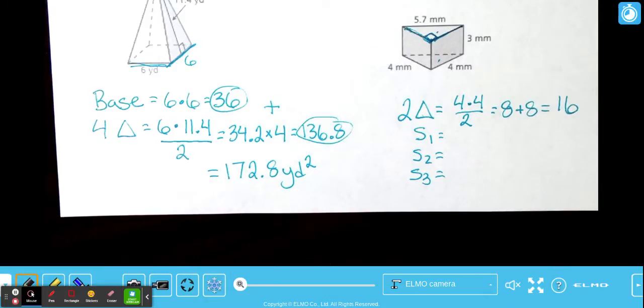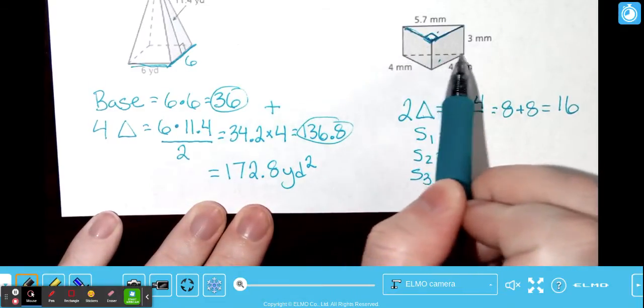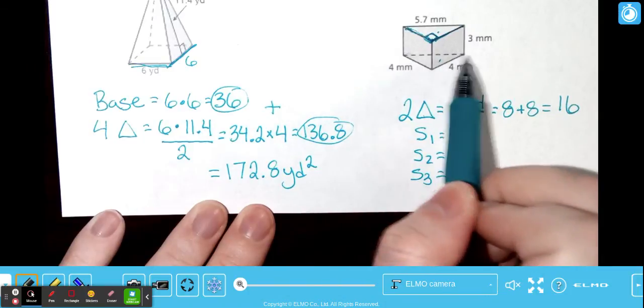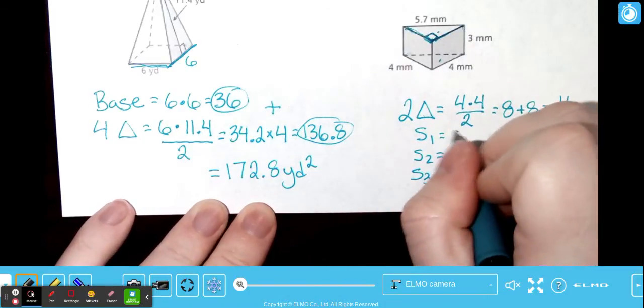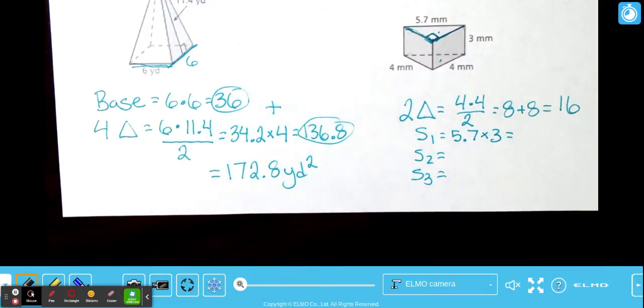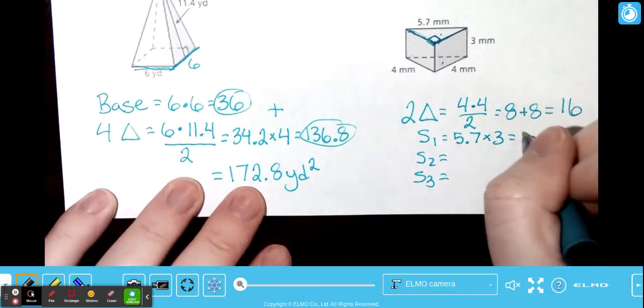All right, our 3 rectangles. I like to start with the one in the back because it's hard to see. What is the base of this rectangle? 5.7 times the height. Okay, so 5.7 times 3, 17.1.